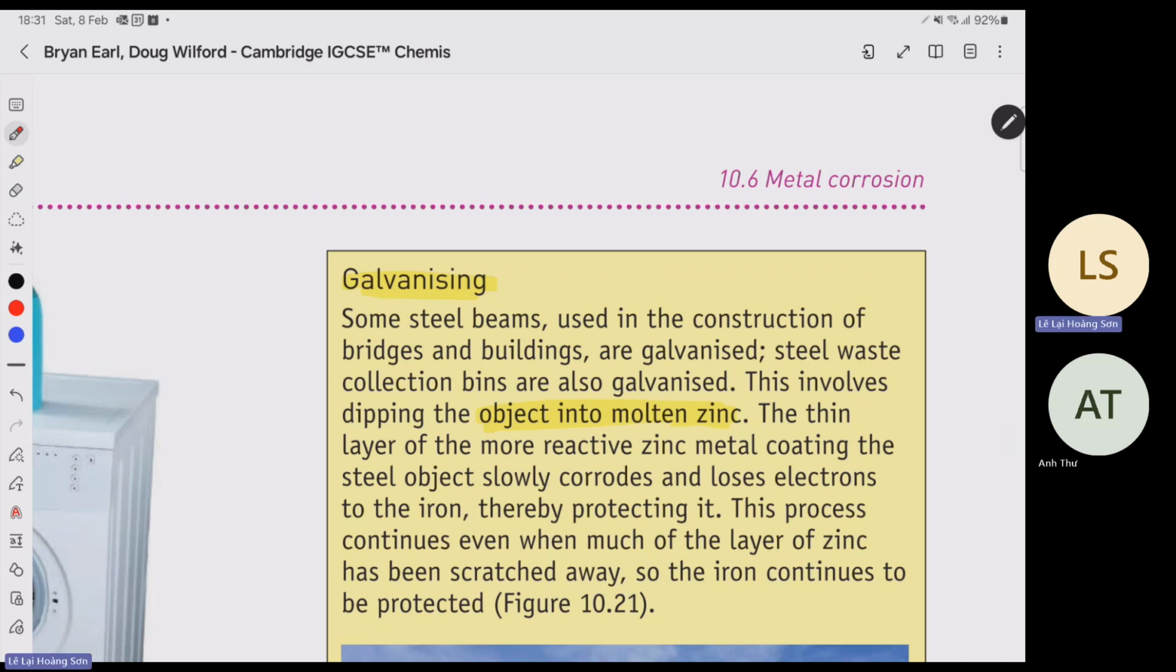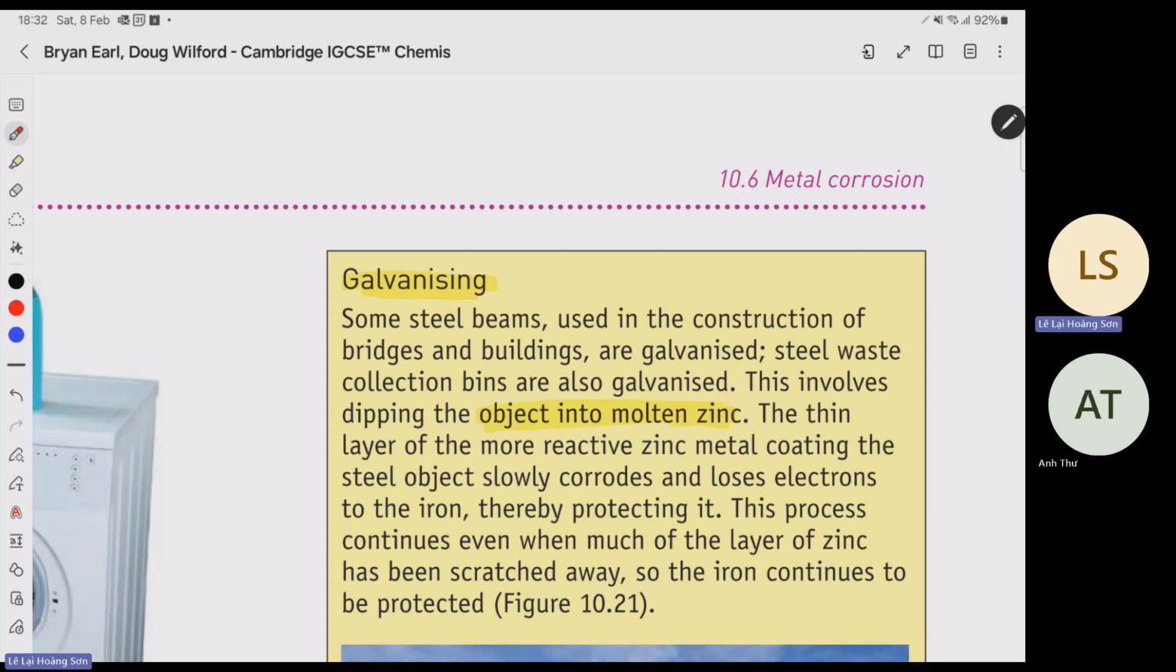Can you keep protecting the iron forever? What is the limitation of the protection? It will only last a short period. Why? Because it will get used up. When you use up all the zinc, it will not be able to protect the iron anymore. Okay, that's good.